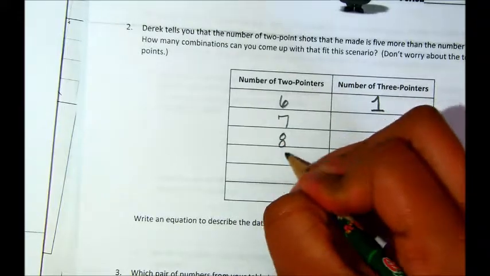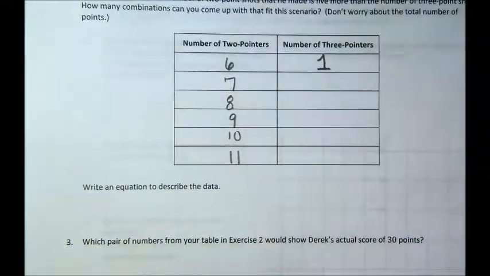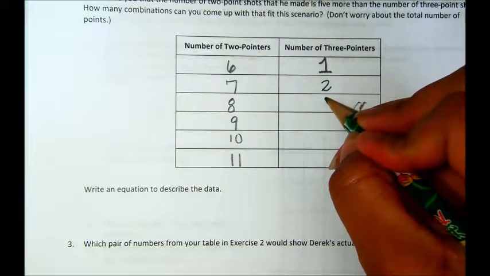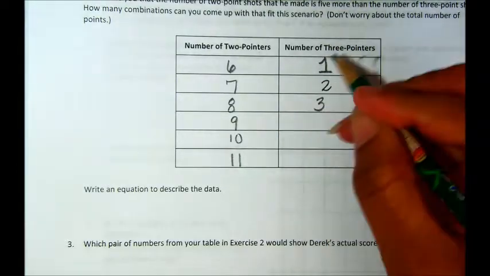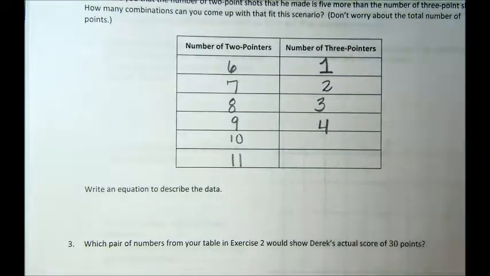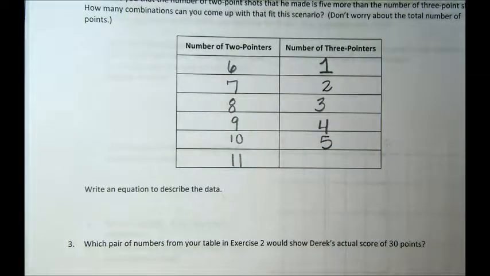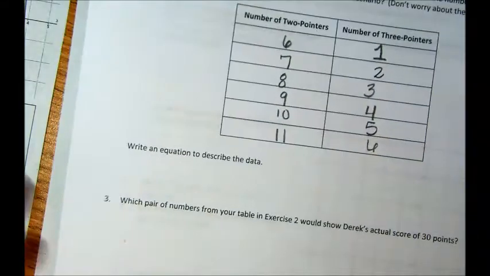Go ahead and fill in the values, answering the questions as they pop up. So you should have that he would make 2 3-pointers with 7 2-pointers, 3 3-pointers with 8 2-pointers, 4 3-pointers with 9 2-pointers, 5 3-pointers with 10 2-pointers, and 6 3-pointers with 11 2-pointers.